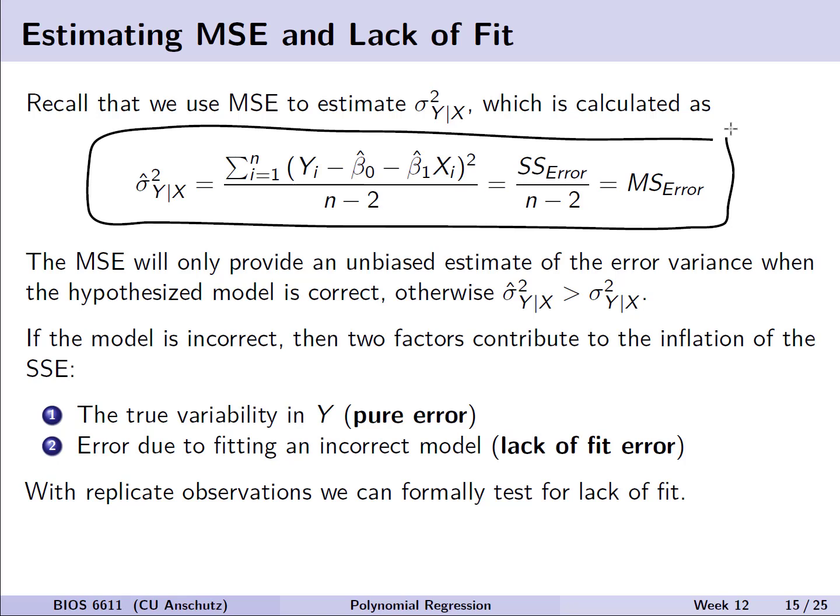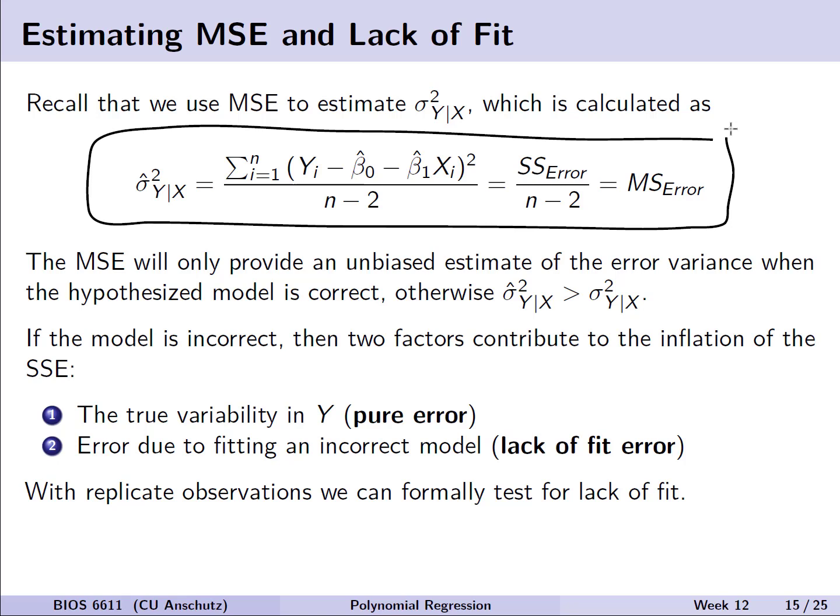And if the model is incorrect, we actually have two different potential sources that may be contributing to this inflation of the sums of square error. One is what we call pure error. That's the true variability in our outcome y. That's something we can't address. That's just what is present in the data naturally. The second one, though, we can address. It's the error due to fitting an incorrect model, or a lack of fit error. This is something we can improve by choosing a model that's more appropriate or includes extra covariates or quadratic terms, polynomial terms, to more appropriately model the data.